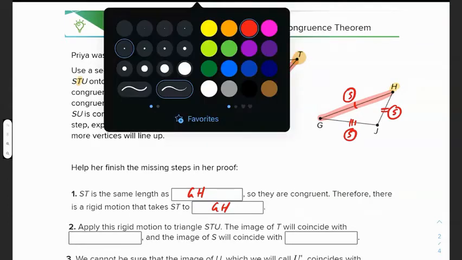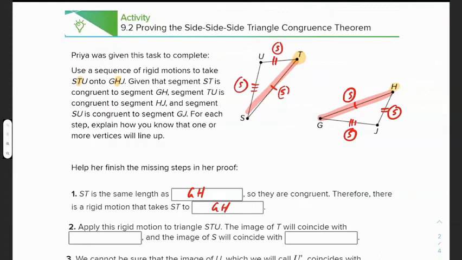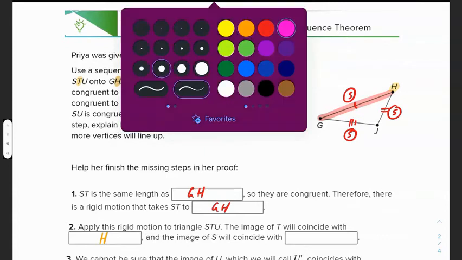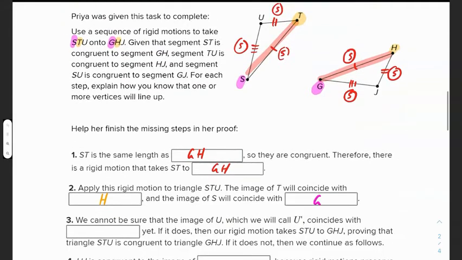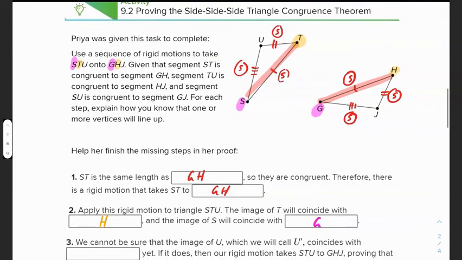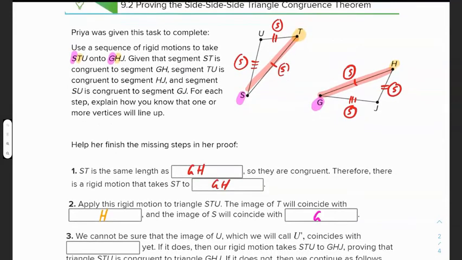So T will go to H, and the image of S will coincide with, so where does S go? So go ahead and pause the video and see where S should go. Okay, so hopefully you realize S should map onto G. So S should map over here after we do our transformation. So we go to G. Okay. So as you can see, we're going through the parts. All the parts are going to their corresponding parts, right?